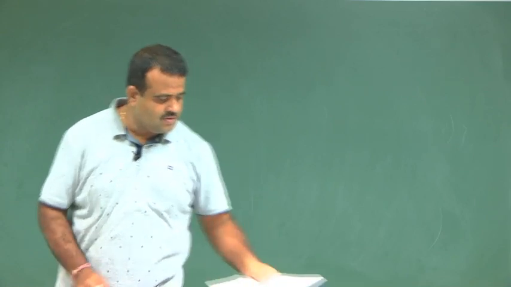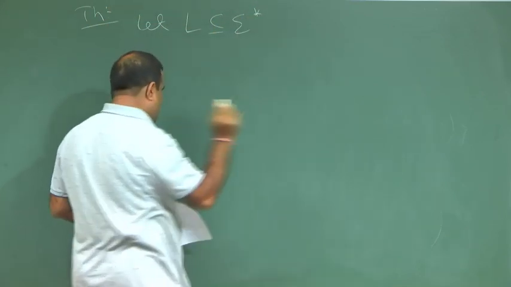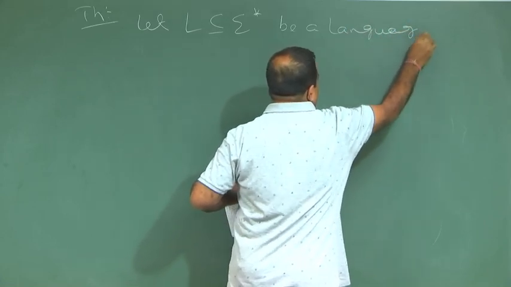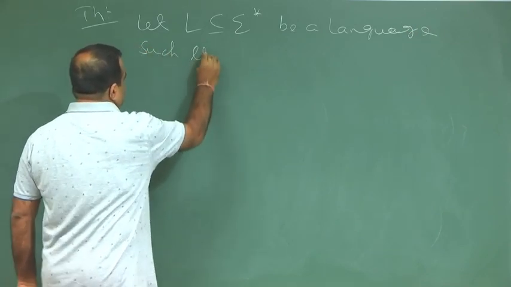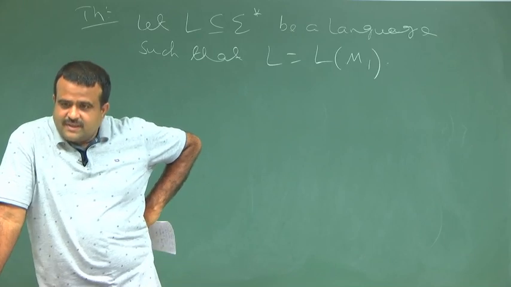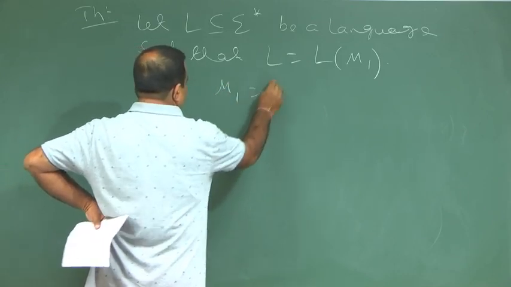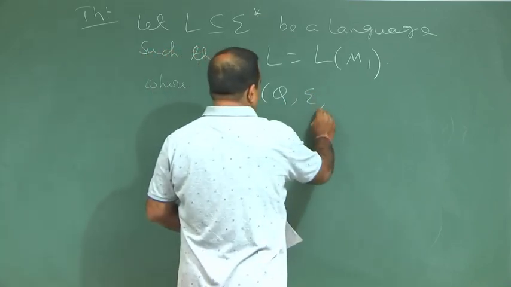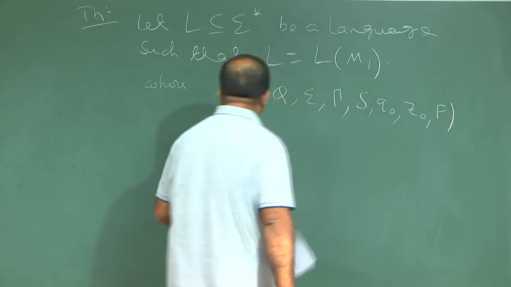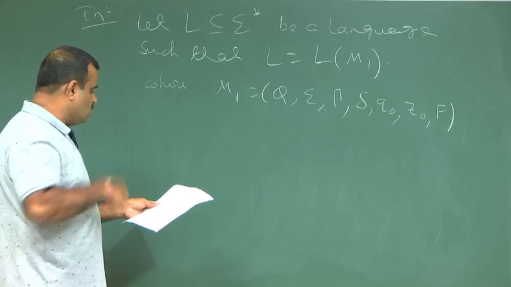Okay, so we want to write this as a theorem. Let L be a language such that L equals L(M1). That means M1 is a PDA which accepts this language by means of final state, where M1 is say Q, Sigma, Gamma, delta, q0, Z0, F. Given this PDA, the theorem says that we can construct a PDA M2.